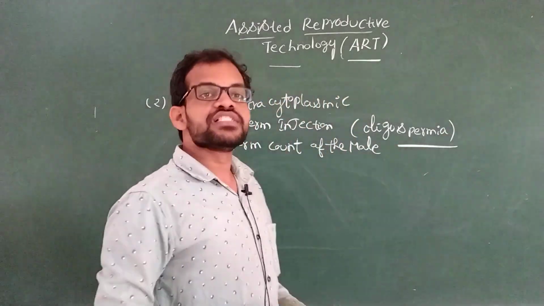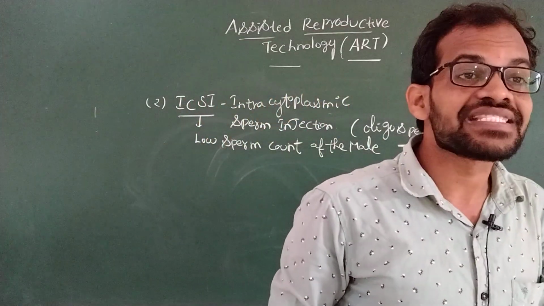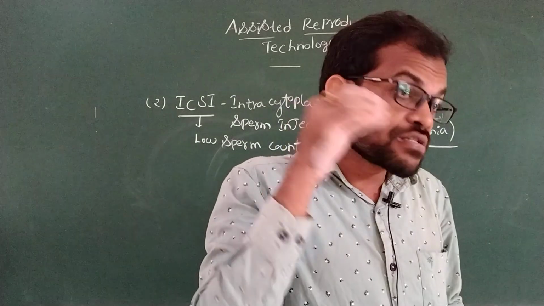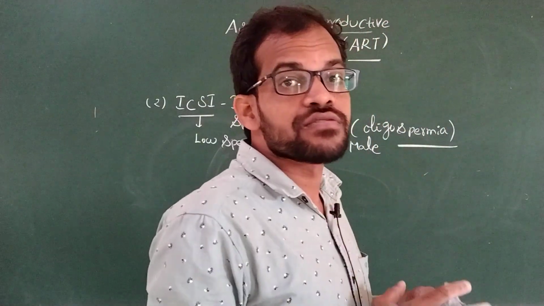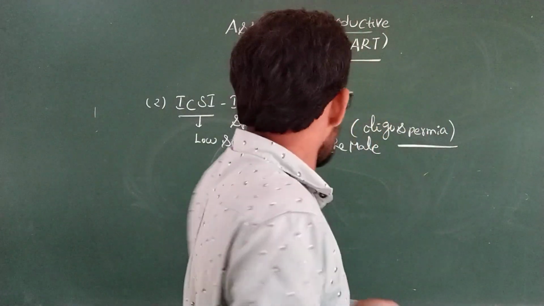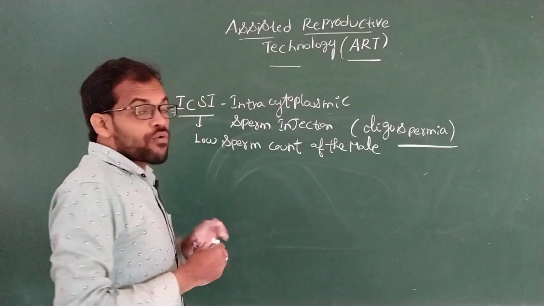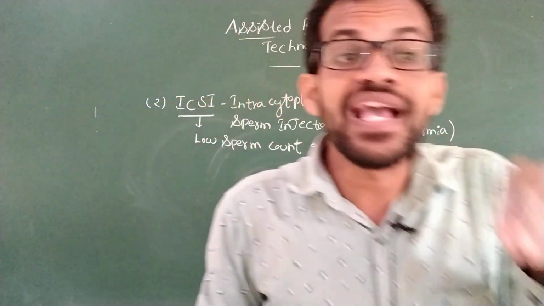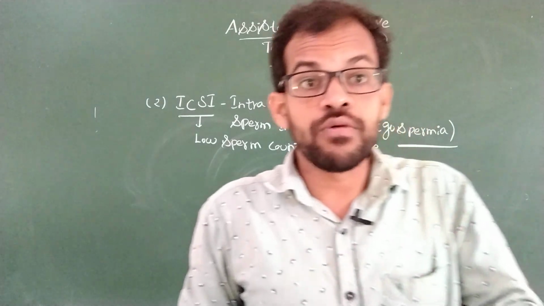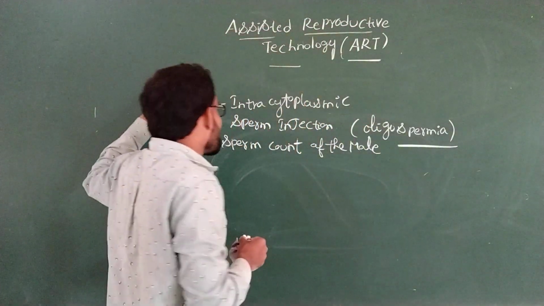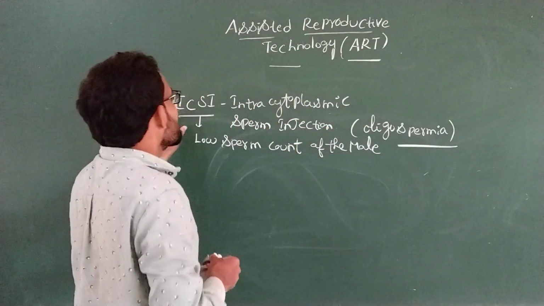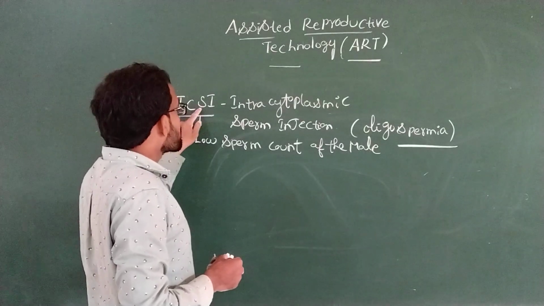Oligospermia means the sperm cell count is less. The sperm cell motility is also very low, the sperm movement is also very less. Whenever the sperm count is less, those couples are referred to the ICSI technique. What is the meaning of ICSI? Intracytoplasmic sperm injection.